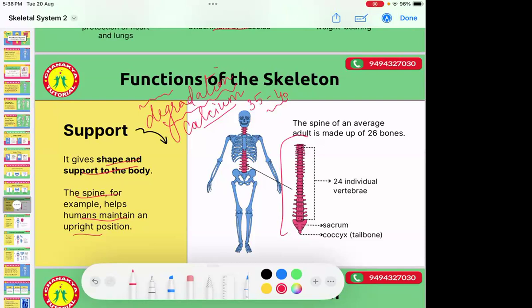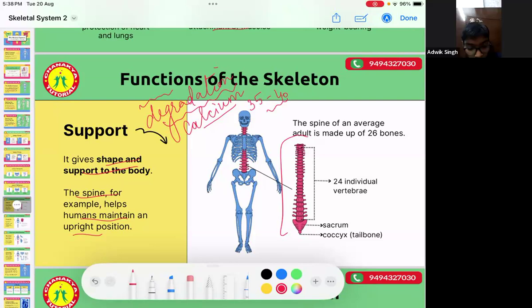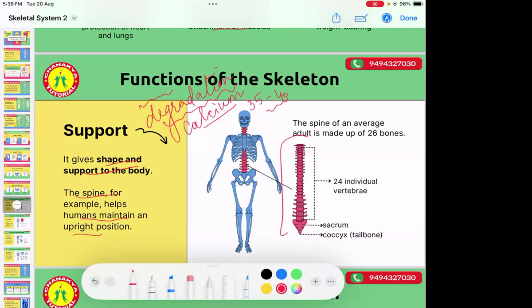It is like if you take a chalk and keep the chalk in the water, the chalk will melt down, right? Same way, if your bones are not strong enough, after some age, they start melting up. They start degrading.